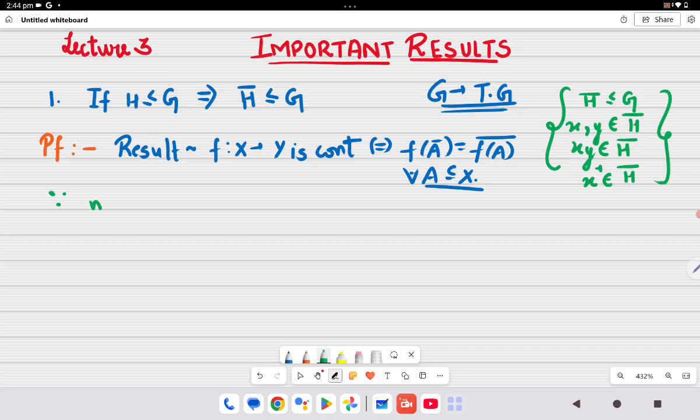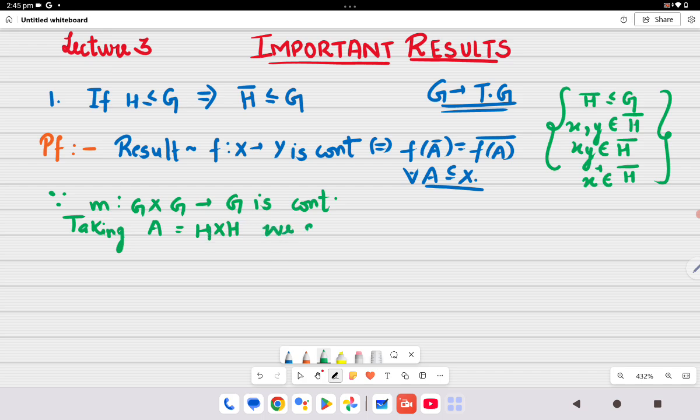All right, so let us start, क्योंकि multiplication map continuous होता है, since multiplication map is continuous, taking A to be H cross H, we get M of H cross H closure is contained in M of H cross H whole closure.